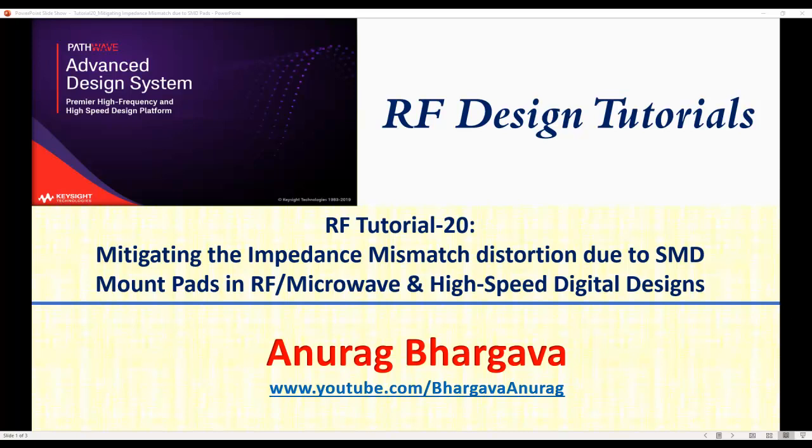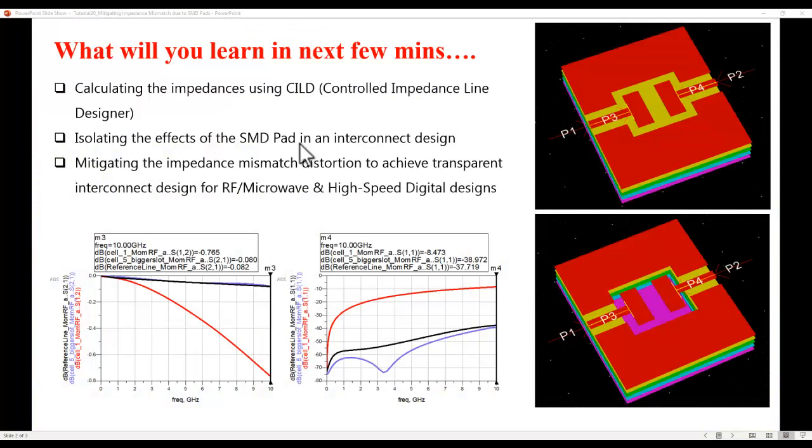This is tutorial 20 on mitigating the impedance mismatch distortion due to SMD mount pads in RF microwave and high-speed digital design. Here is the agenda for this video. We will look at how to calculate impedance using CILD, which is Control Impedance Line Designer, a very useful utility inside ADS while you are dealing with multilayer PCB, module, or high-speed design.